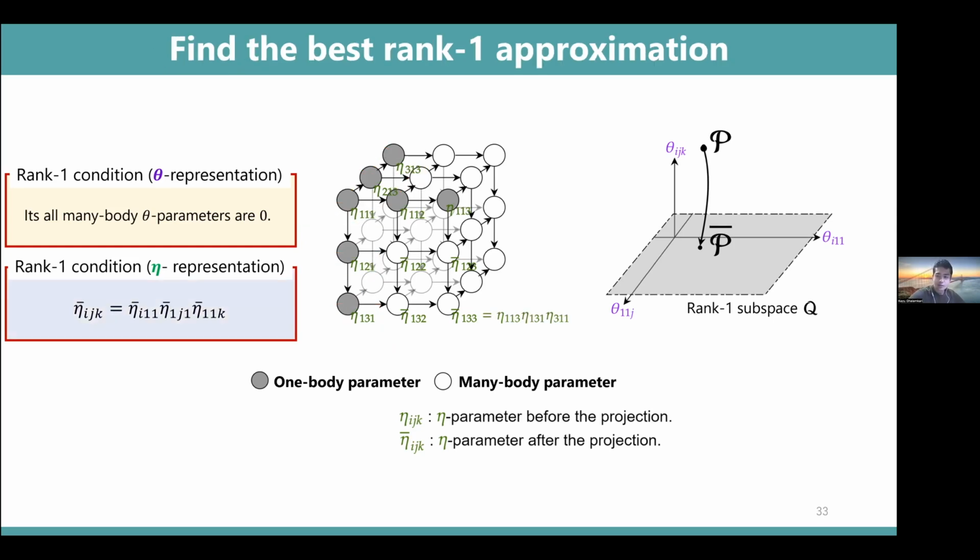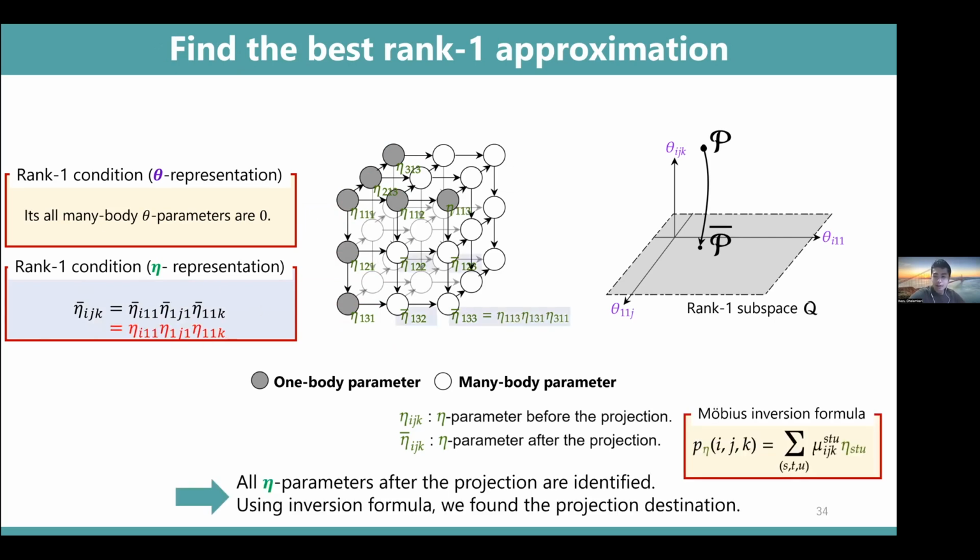Let's see the eta representation of the rank 1 condition to find the value of many-body eta bar. After the projection, we can describe eta bar in this form. And the right-hand side is the one-body eta parameter, which does not change in this projection. So we can write this formula. This is why all eta bar can be obtained from eta. Now all eta bar are identified. Using the Möbius inversion formula, we found the projection destination in a closed form. From the next slide, we will discuss a projected point P bar.